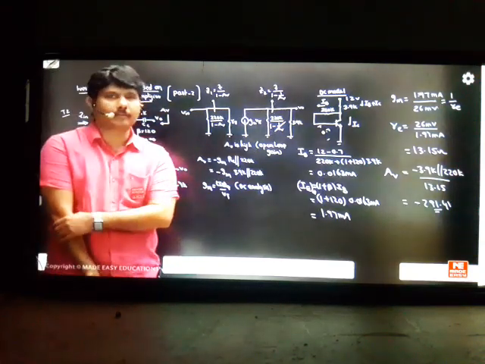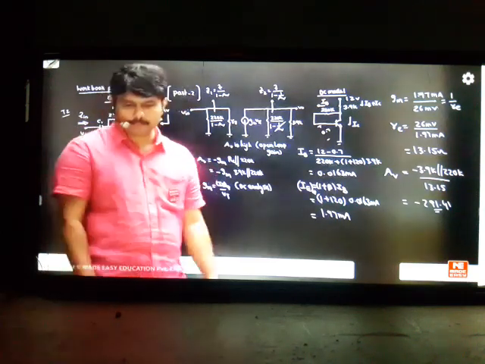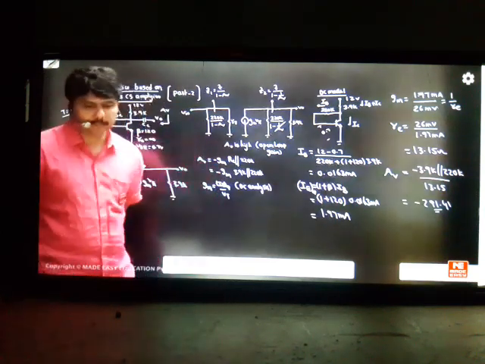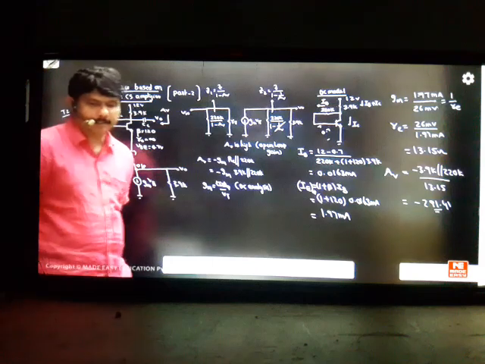Yes, Swati, you can do it. IC is equal to beta IB also you can do, no problem. 1 plus beta also no problem. Both will give the same answers, don't worry. Approximately the same. And Ananya is asking how many questions are left.